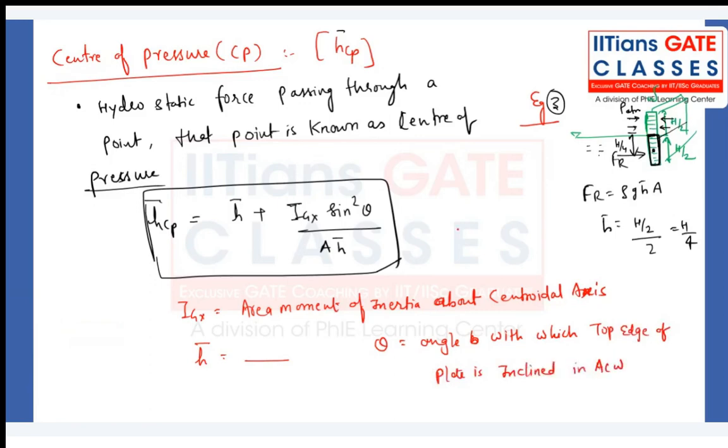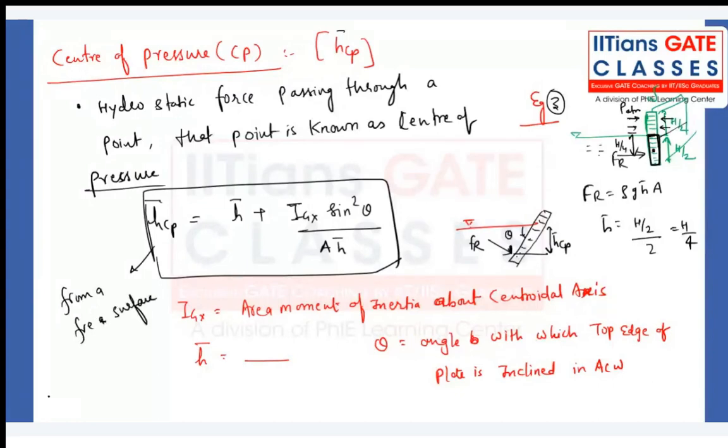So something like this. If there is a surface and I have the plate which is being inclined at an angle theta, so this will be my theta. Now this will be my resultant hydrostatic force. This resultant hydrostatic force will be acting from the free surface at a distance h bar cp. Again, h bar cp also we are calculating from the free surface. Remember that, from the free surface. Very very important.